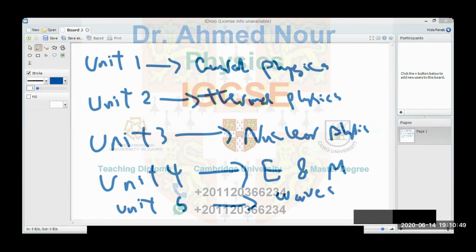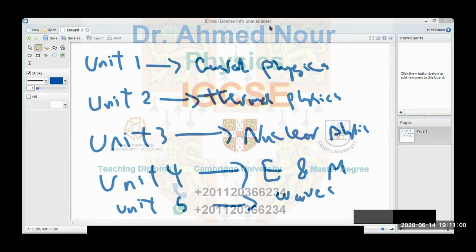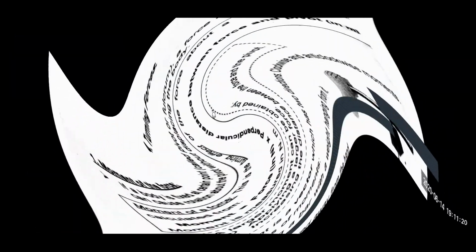But in the Excel curriculum, we have also one more unit. It's the space. We speak about the space, the moons, and the planets. But it also is an introduction in the space science, not in details. Okay, today I pick an interesting topic in Unit 1, General Physics, which is moment or turning force.